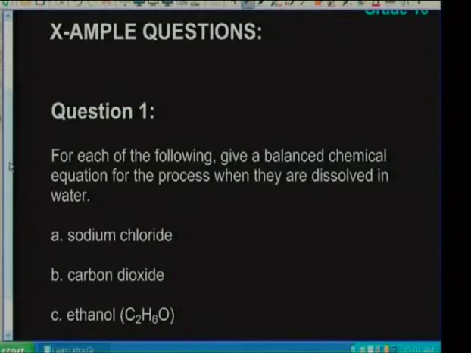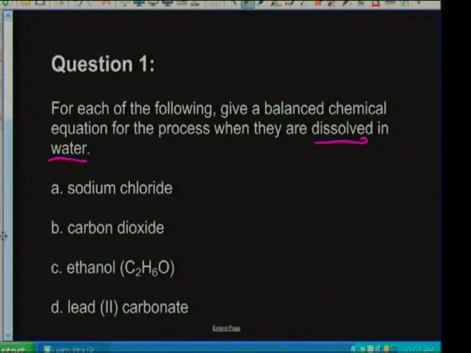Let's go to a couple of questions now and see if we can use those and make some predictions. Question 1 of our example questions says, for each of the following, write a balanced chemical equation for the process when they are dissolved in water. So we're making aqueous solutions. Sodium chloride.